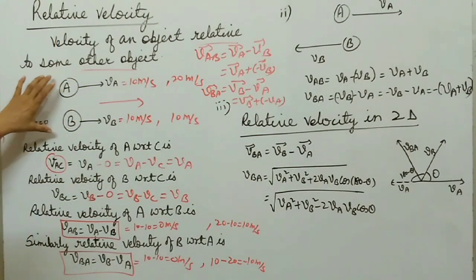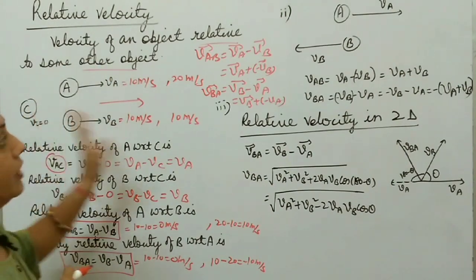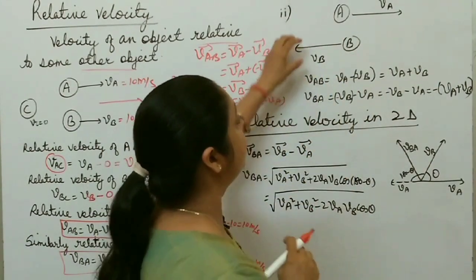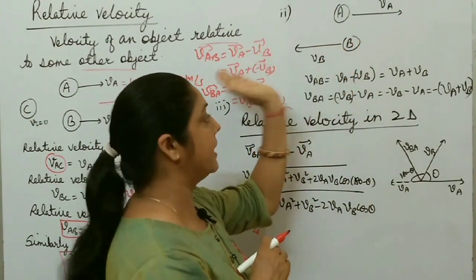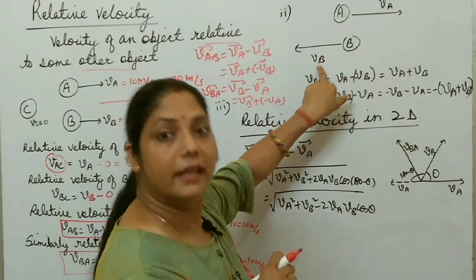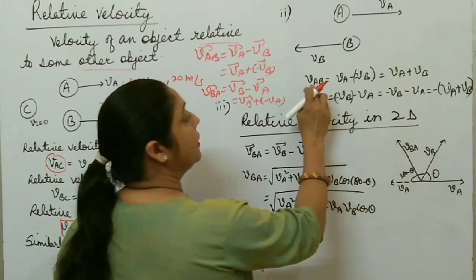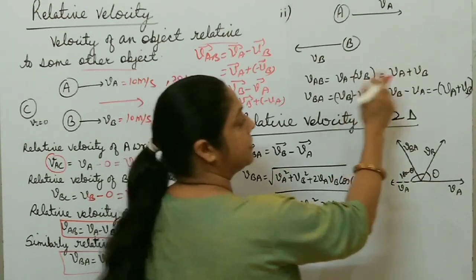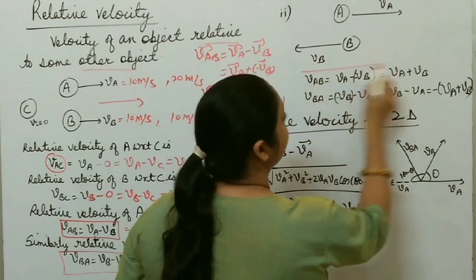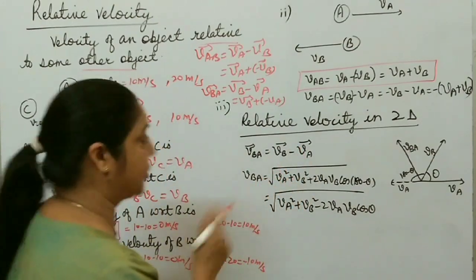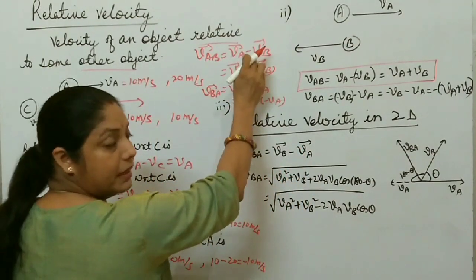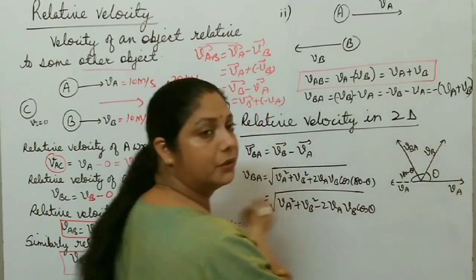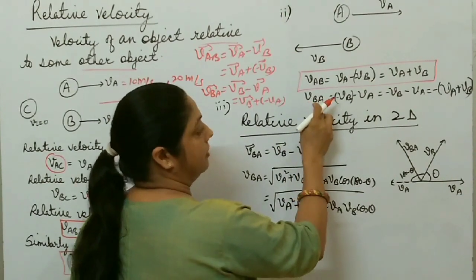So this is the case when the two objects are moving in the same direction. When the two objects are moving in opposite directions, you always take the velocity along the negative x direction as negative velocity, right? So here velocity of A with respect to B becomes VA minus of minus VB. So the formula becomes VA plus VB when the two objects are moving in opposite directions. For the same direction, VAB is VA minus VB. When the objects are moving in opposite directions, it becomes VA plus VB. You just add the two velocities.